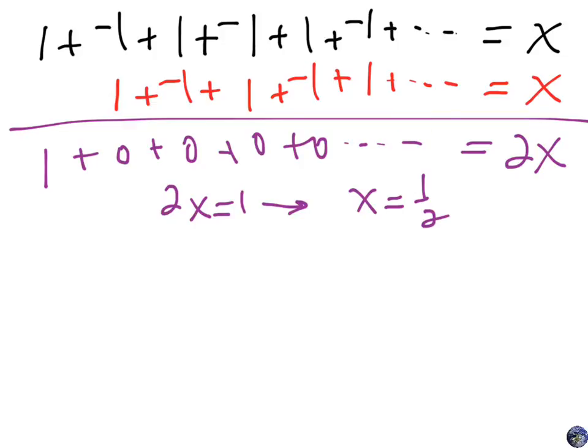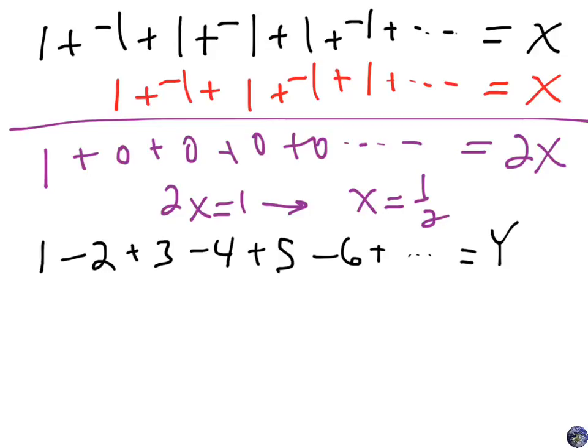All right, now let's get to the added level of weirdness. Let's look at this series. So let's look at 1 minus 2 plus 3 minus 4 plus 5 minus 6. We have no idea what this adds up to be, so I'm just going to call it y. And let's try the same trick that we did before that we sort of justified with the infinite geometric series here, of just adding it to itself and see what we get.